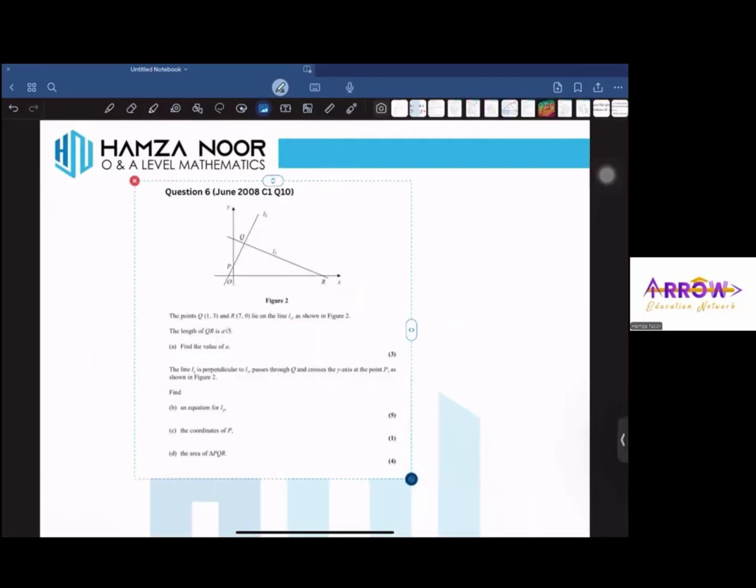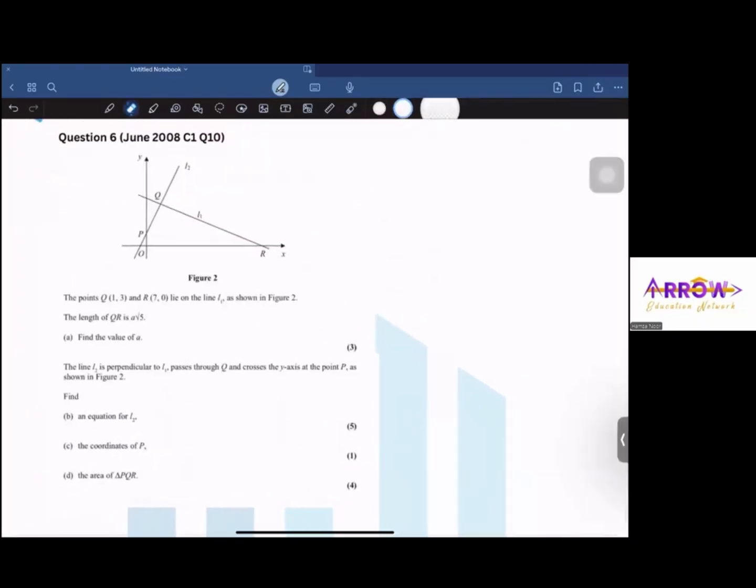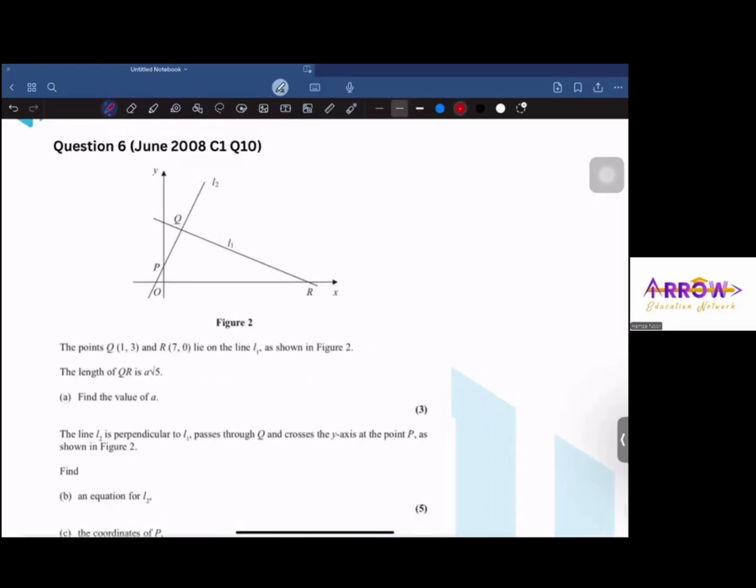This one is handout question number 6. This is basically June 2008, C1 question number 10. It says that we have a sketch over here. Points Q and R lie on the line L1, as you can see in figure 2. The length of QR is a root 5. You need to find the value of a. First, we are going to find the distance between Q and R, meaning the length of the line QR, or you can say the magnitude of the line QR.